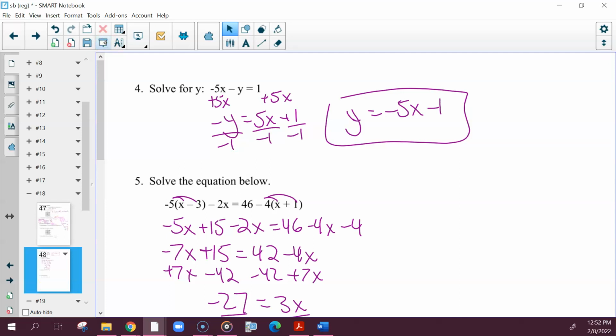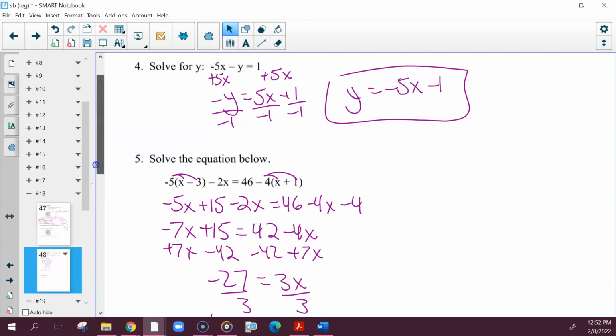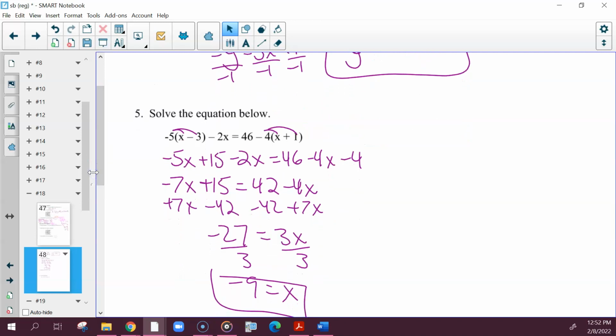Number 4, you need to solve this to get y by itself. So add 5x to both sides, divide everything by -1, and you would get y equals -5x minus 1. And then for the last one, you needed to solve this. So distribute on both sides, combine your like terms on both sides, and then pick what you want to move and start moving that in the opposite, and divide. And you should get x equals -9 no matter how you solve that. Questions on those 2?